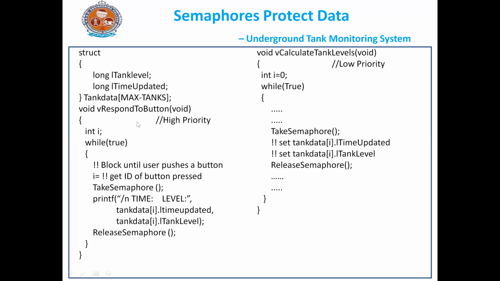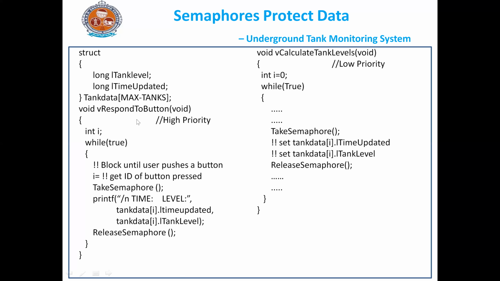So now the control has come here. But what happened here? The time updated has been updated to T2, but the tank level has not yet been updated to L2. So that means the tank's time updated is the latest one, that is T2, but the tank level is the previous one, that is L1. So these are wrong values. These are the two values in this tank data.